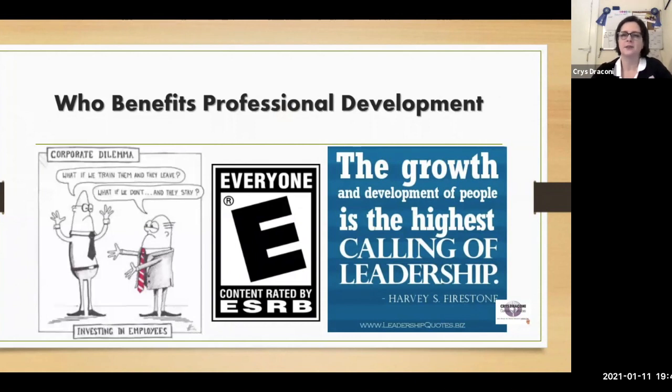I always see this cartoon all the time, and there's a lot of truth behind it. What if we train them and they leave? And the other guy says, what if we don't and they stay? And that is really, really true. I can't tell you how many managers I've heard throughout my years, even not in GME, that said, well, we put a lot of investment into that person. They just left us after 3 months. But you have to take the chance, because if you take the other road and you don't want to train people or don't want to build them up, it's just going to hurt you in the long run.